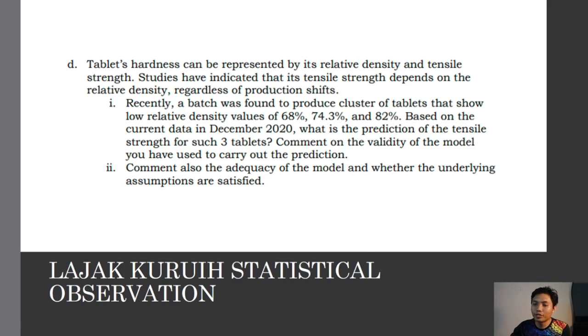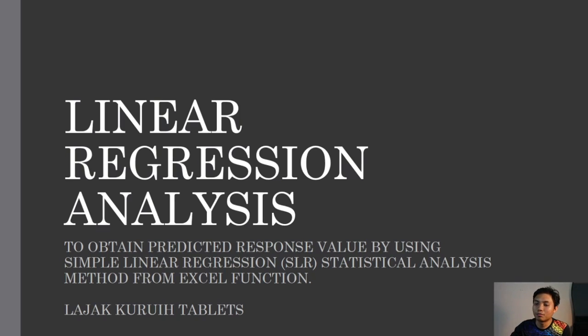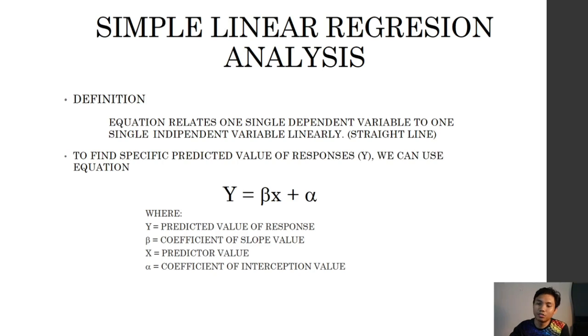From this statement, we can find the prediction of the tensile strength by using linear regression analysis from Microsoft Excel. This analysis is to obtain the predicted response value by using the simple linear regression statistical analysis method. The definition of simple linear regression (SLR) is an equation relating one single dependent variable to one single independent variable linearly, which is a straight line. To find the specific predicted value of response y, we can use the equation y equals beta x plus alpha, where y is the predicted value of response, beta is the coefficient of the slope, x is the predictor value, and alpha is the coefficient of the intercept.